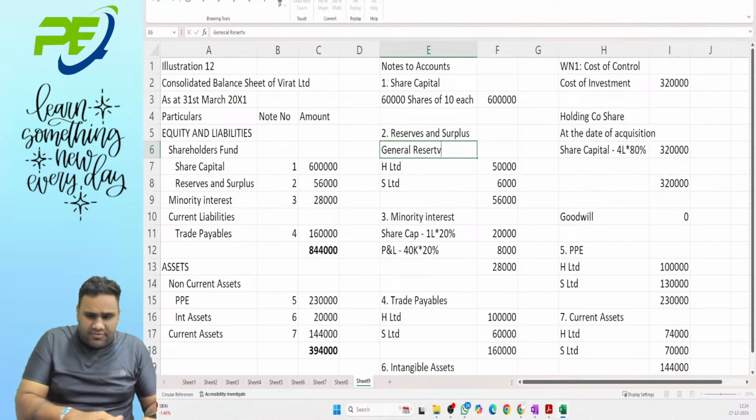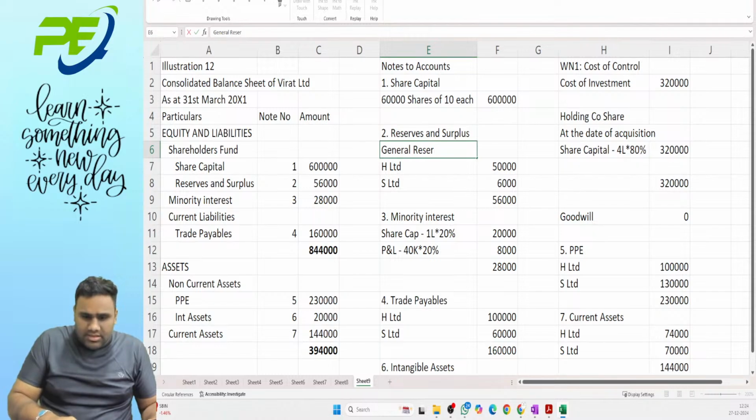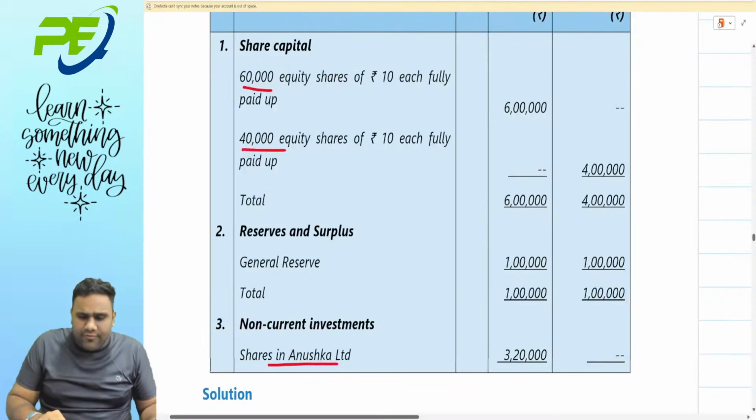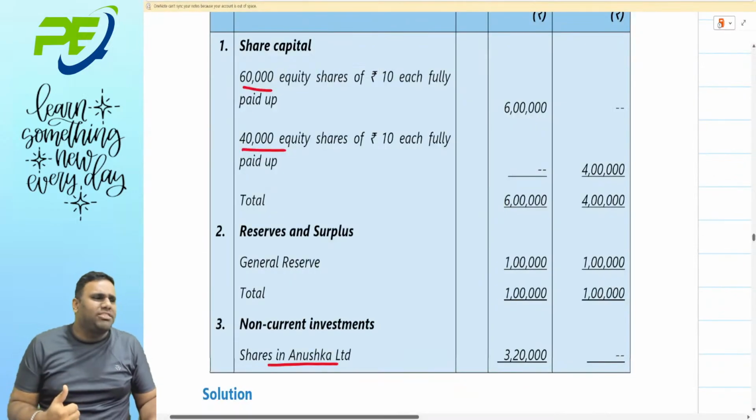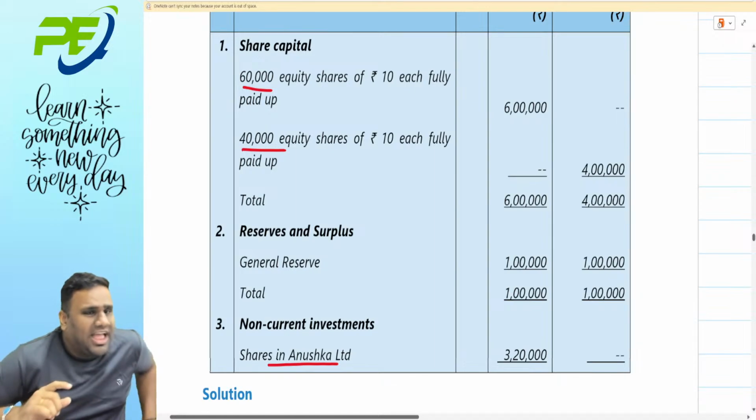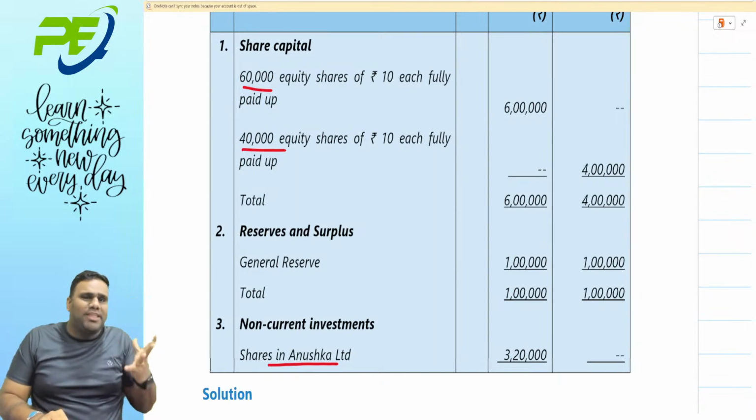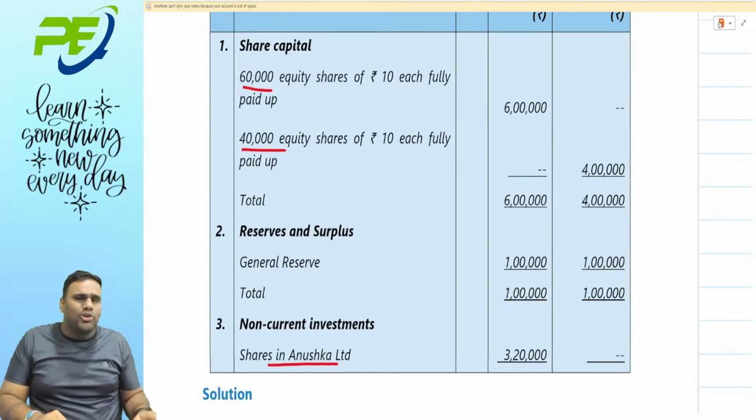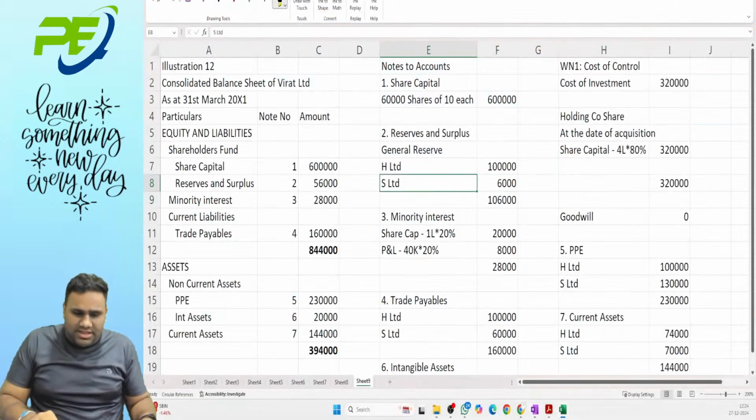Now general reserve, should I take H Limited fully? Should I take S Limited fully? Who said yes? S Limited, only 80% will come. 20% will go to minority interest. S Limited, it is 1 lakh.